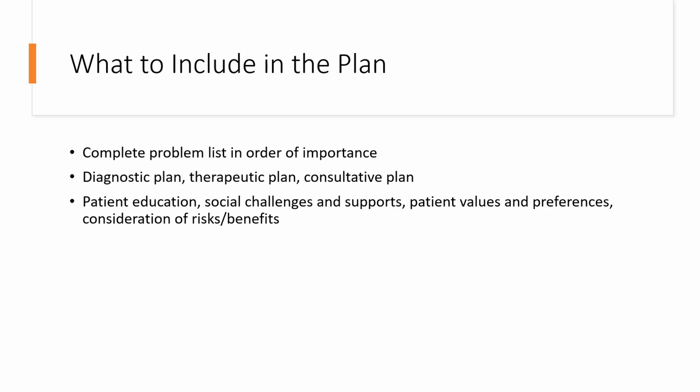When you write your plan, include all of the relevant systems and write a problem list under each system. List all of the active medical problems in order of importance. Then, for each problem, state your diagnostic plan, or how you plan to evaluate each problem, your therapeutic plan, which is how you plan to treat each problem, and your consultative plan, that is, which specialties you're consulting and the reason for consultation. Also include any plans for patient education, patient and family social challenges, and plans for social support, patient values and preferences, and any considerations of the risks and benefits to the patient.